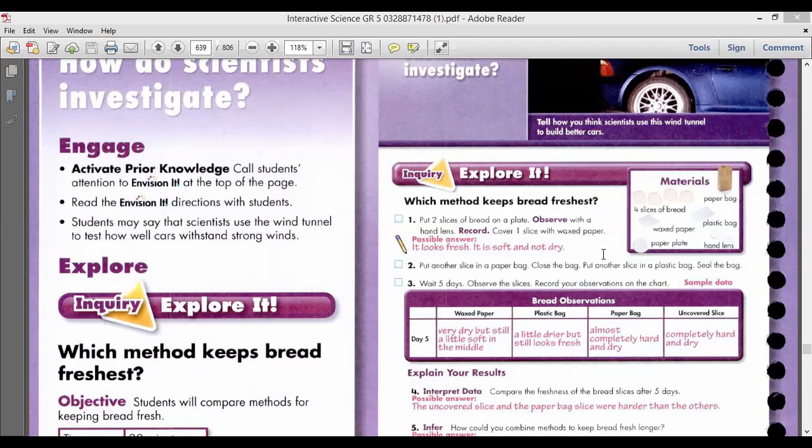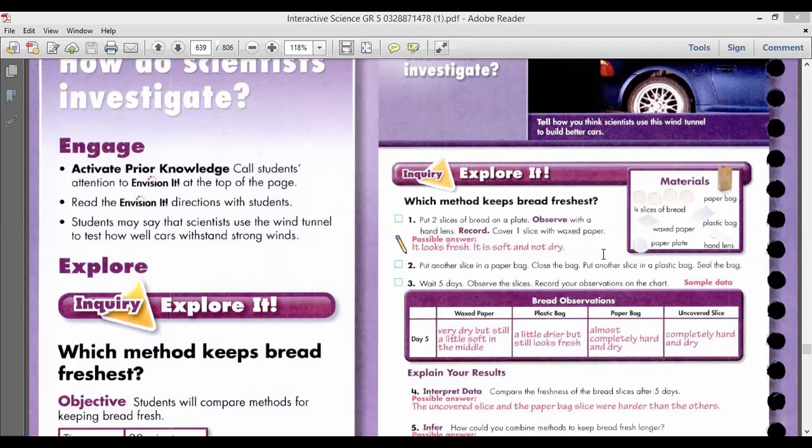So in waxed paper, what has happened after 5 days? This is observation. Very dry, but still a little soft in the middle. In the plastic bag, a little drier, but still looks fresh. In the paper bag, almost completely hard and dry. Uncovered, completely hard and dry.